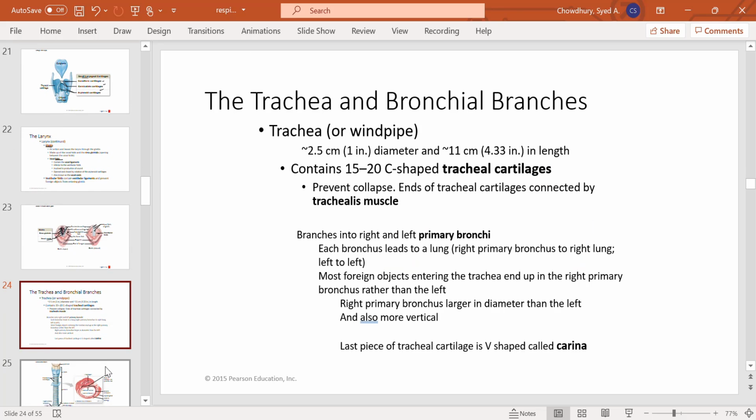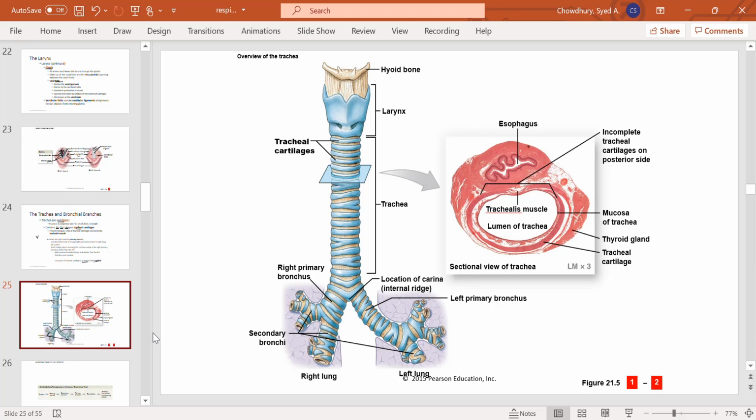Trachea. Trachea is also known as windpipe. Okay, and it is formed by many C-shaped tracheal cartilages that I mentioned. How many? 15 to 20 C-shaped cartilages. Okay, and the last one is V-shaped, that is called the carina. Okay, and the lower end of trachea divides into two primary or main bronchi, right and left.